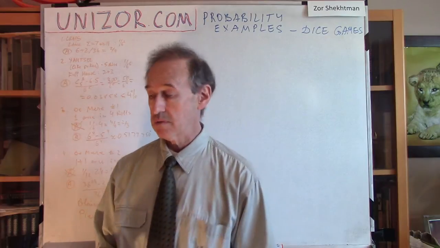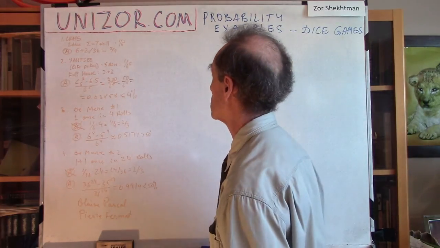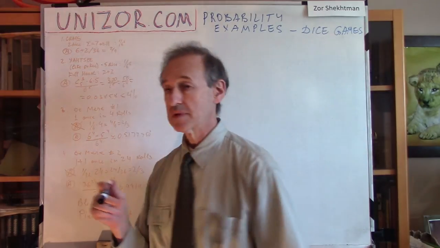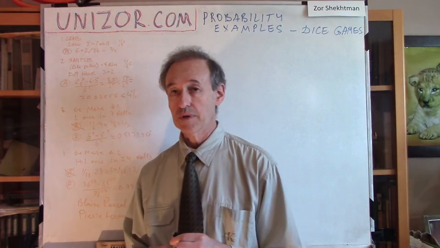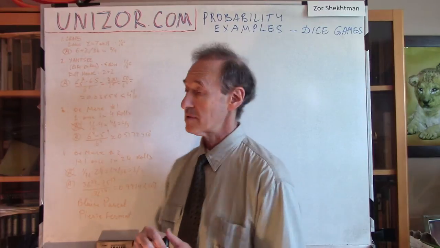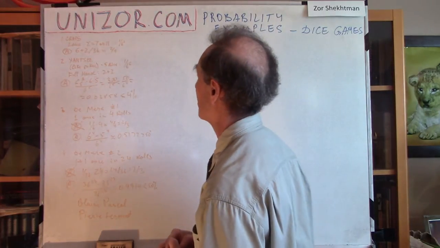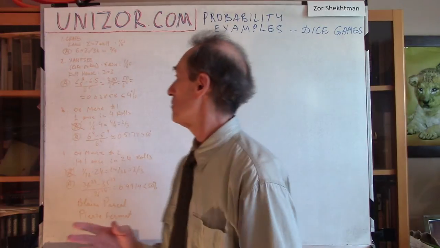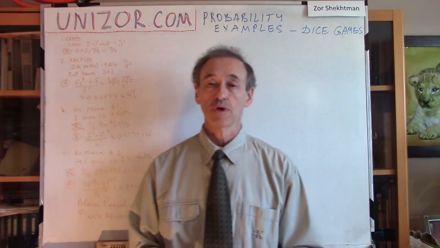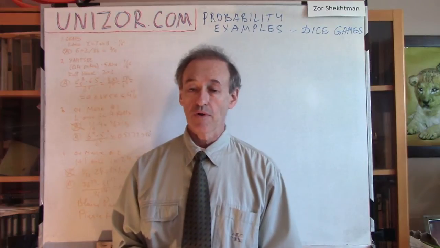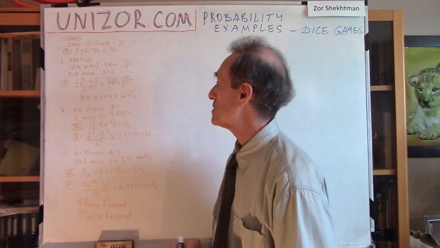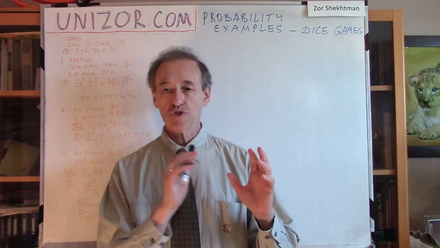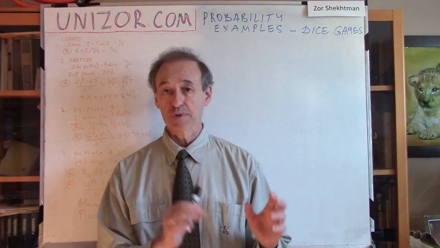So let me start with real examples, and these four examples are related to dice games. So we will play with dice. A couple of games, some of which you know, some of which maybe you don't. Anyway, the first one is the game of craps. I'm not talking about all the details of the game, I'm just extracting one particular aspect of the game.